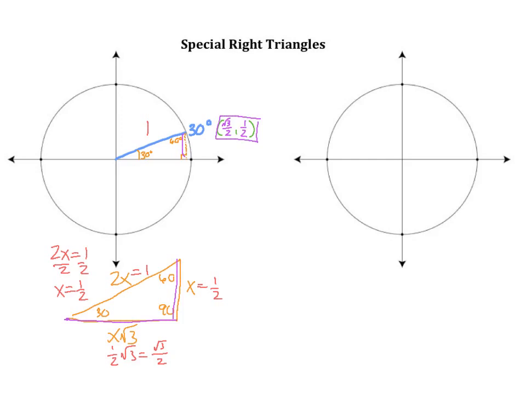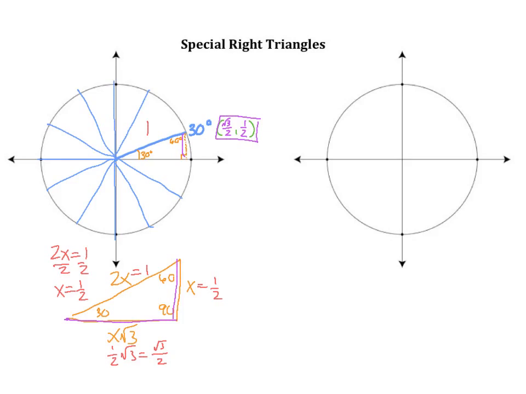Now you can do the same thing by doing multiples of 30 around the unit circle. So 60, 90, 120, 150, 180, 210, 240, 270, 300, and 330. If you make all those into 30, 60, 90 triangles, you can find the ordered pairs.